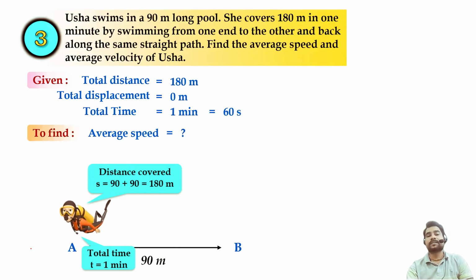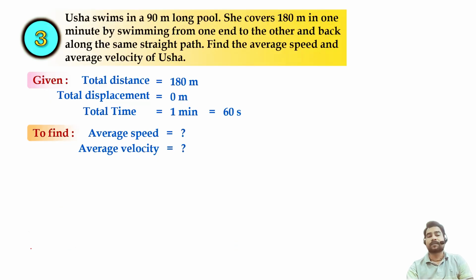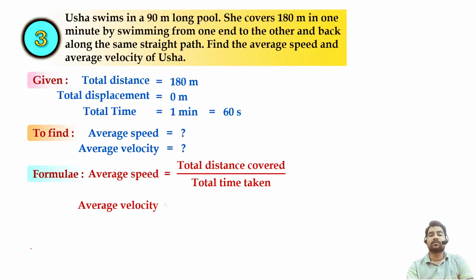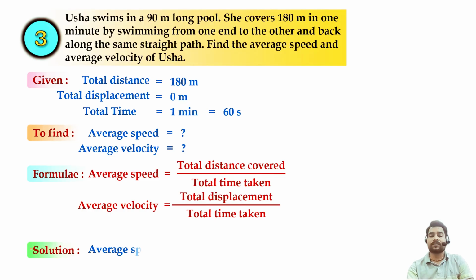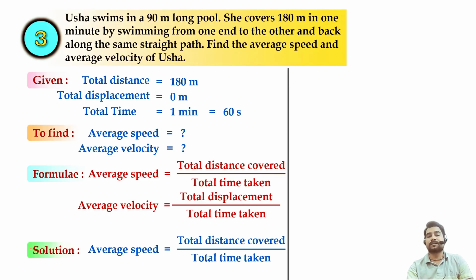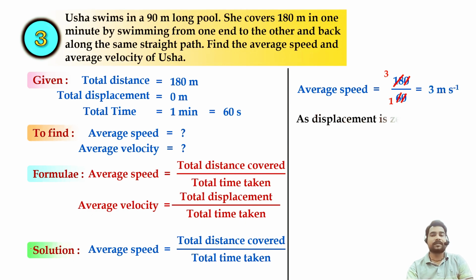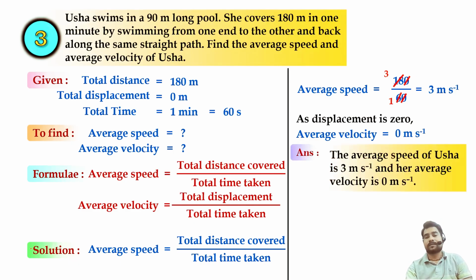So now average speed is going to be total distance divided by total time. So in this case, average speed would be 180 divided by 60. So the average speed value is going to be 3 meter per second. And since displacement is 0, the average velocity is 0. Next question.